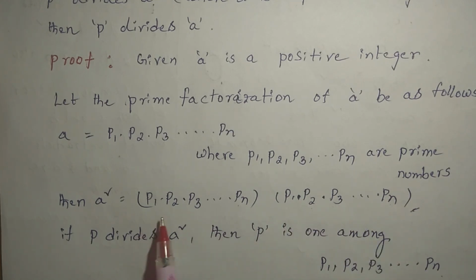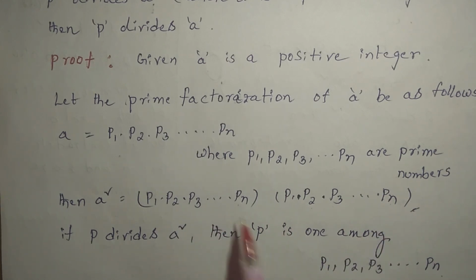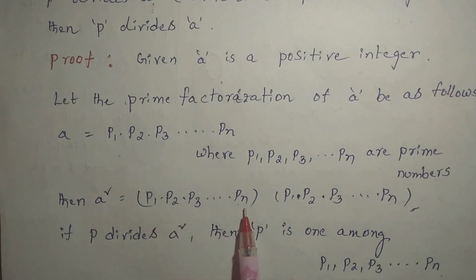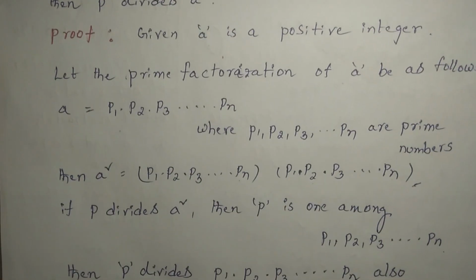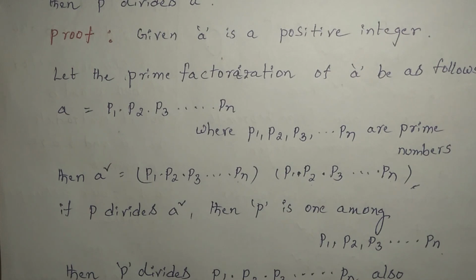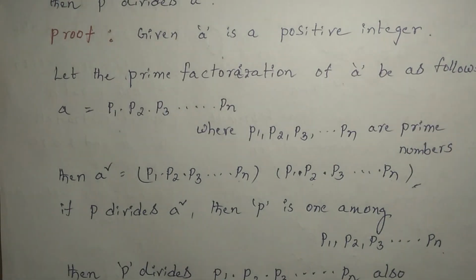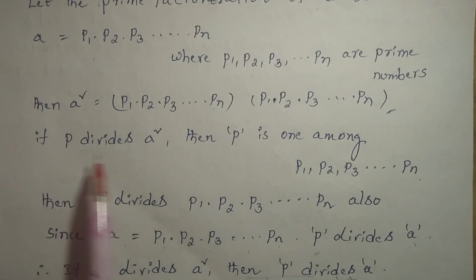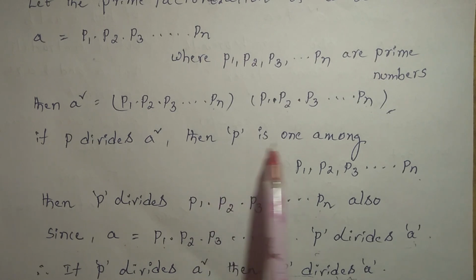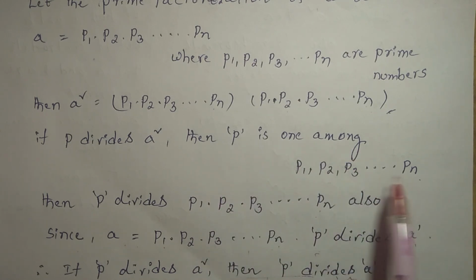Then we write a square equals p1, p2, p3 up to pn into p1, p2, p3 up to pn. Why do we write this two times? Because a square means a into a. Then we write p1, p2, p3 up to pn, p1, p2, p3 up to pn. If p divides a square, then p is one among p1, p2, p3 up to pn.